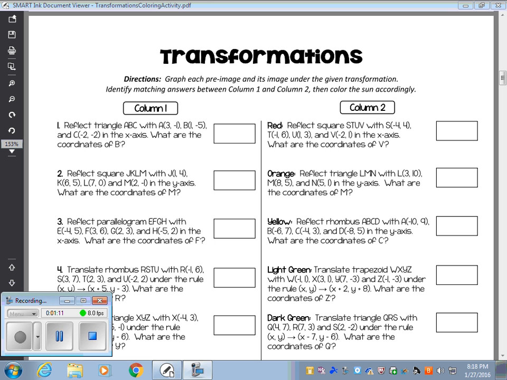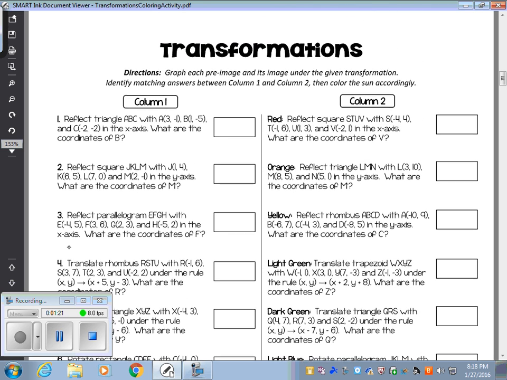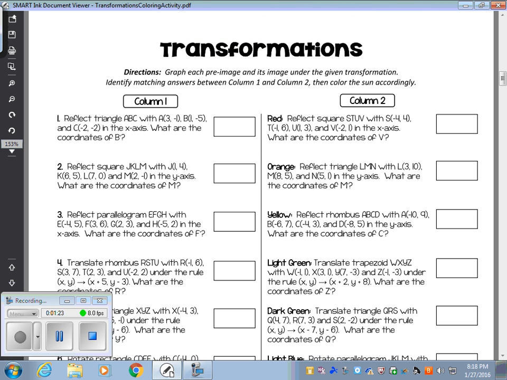So column 1 is for partner A, column 2 is partner B. So each partner is only doing 10 problems. I'm going to go through a couple of these because you have to do them on the graph, and so you understand what you're going to be held responsible for and what I'm going to be grading. You're going to graph each pre-image and image under the given transformation, identify matching answers between column 1 and column 2, and then color this done accordingly. We'll talk about the coloring on the last aspect.